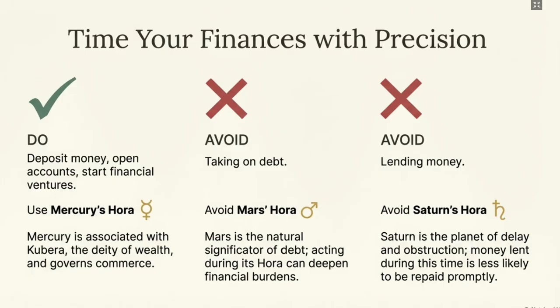Like there are some malefic planets and there are some benefic planets. So in general, Saturn and Mars come under the malefic planets. Jupiter, Venus, and Mercury are considered benefic planets. So for good, auspicious activities, it's good to start them in the hora of benefic planets.